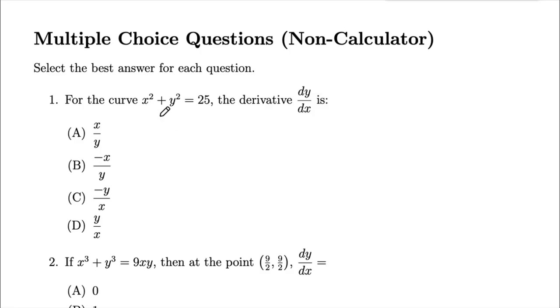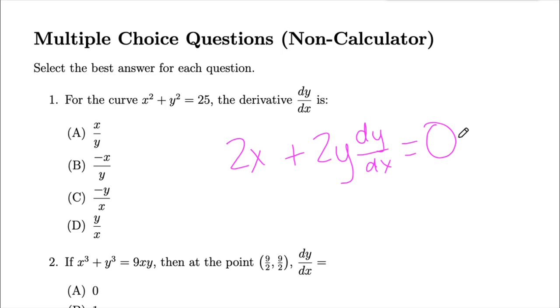Okay, so first, the derivative of x squared is just 2x. And then the derivative of y squared is just 2y. However, we have to remember to write dy/dx after it. And then we are going to take the derivative of the constant 25, which is just 0. So now we have to actually perform the algebra. So that means now we're going to work to isolate our dy/dx term.